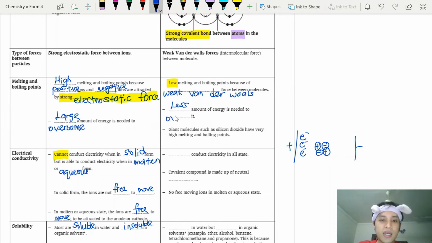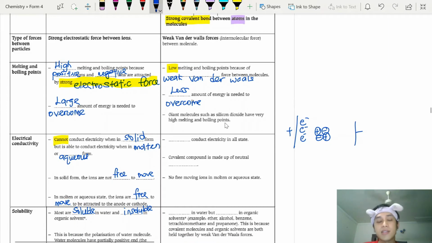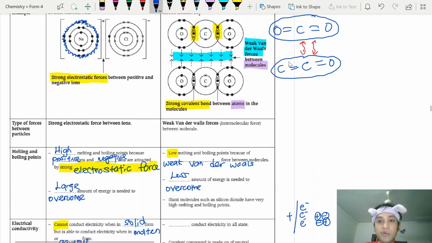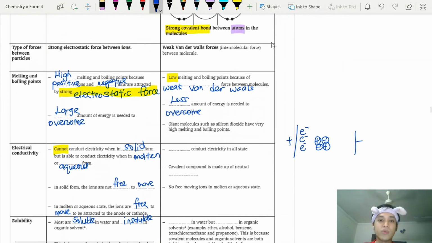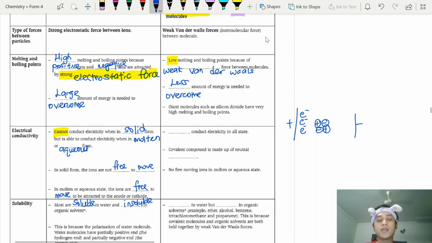Okay, so you need less energy to overcome it. Therefore, your melting point, the amount of heat needed, is lesser. But in covalent compounds we have two things. Normally we call them simple covalent molecules, like this one, small molecules, or the very big covalent structures, which we call giant molecules. Now in this case the giant molecules will have high melting and boiling points.